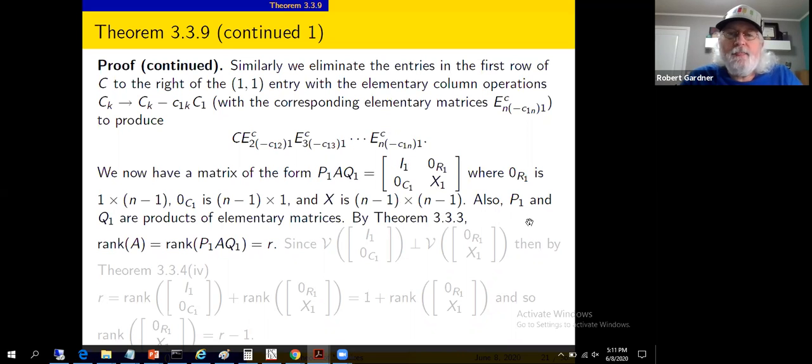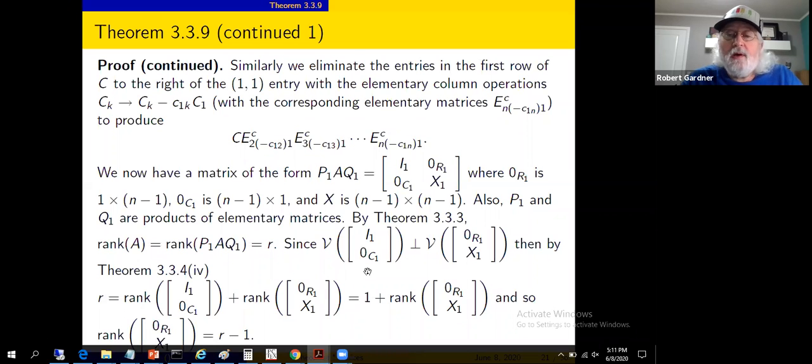All right, how are we doing on rank? We're going to show the rank hasn't changed in all these manipulations. We've got that the rank of A equals the rank of product of elementary matrices times matrix A times product of elementary matrices. That was theorem 3.3.3. So the theory's working for us. If you multiply A on the left and the right by matrices, which are products of elementary matrices, rank doesn't change. I leave it to you to look that one up. It wasn't that long ago, this section at least. So that doesn't change the rank, and so this new matrix also has rank R.